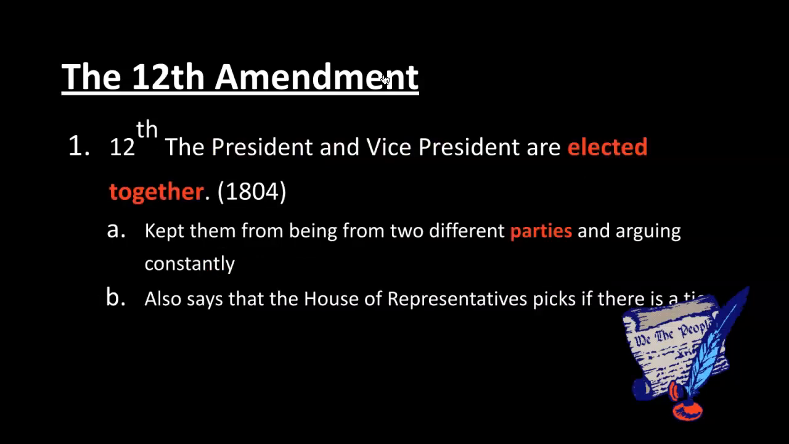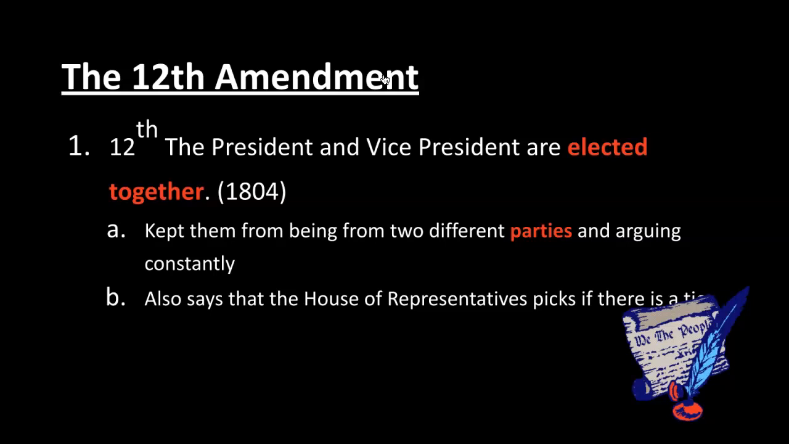The 12th Amendment was enacted in 1804, and this deals with the president and vice president being elected together as a package deal. You see, this kept them from being from two different parties and arguing constantly. I don't know if you guys know this, but the way that democracy used to work as far as presidential elections are concerned is that the president would be the person with the highest number of votes and the vice president would be the person with the second highest number of votes. And just so you know, this also states that the House of Representatives picks, if there is a tie, who the winner is.